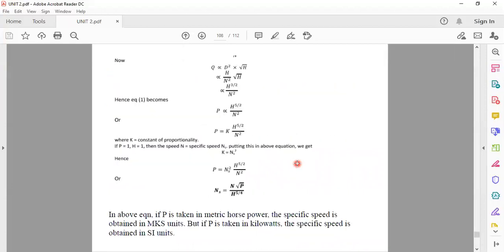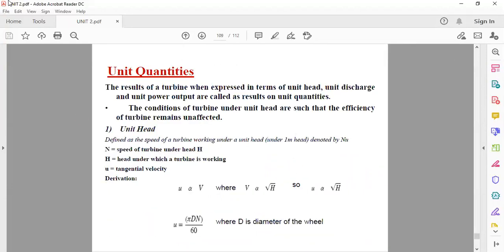So after that, unit quantities. The results of a turbine when expressed in terms of unit head, unit discharge, and unit power output are called results on unit quantities. The conditions of a turbine under unit head are such that the efficiency of the turbine remains unaffected. So unit speed is defined as the speed of a turbine working under a unit head, denoted by Nu.